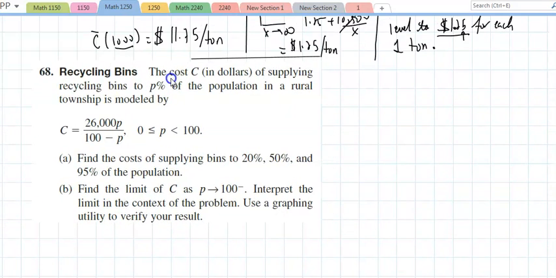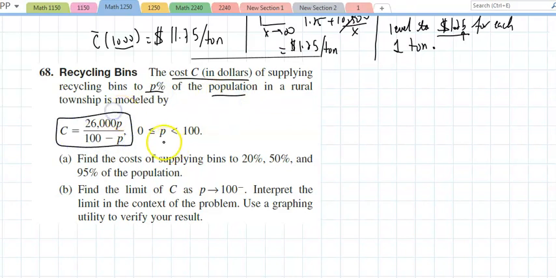This is an example of a vertical asymptote. Here they gave us recycling bins: the cost in dollars of supplying recycling bins to a percent of pollutant in a rural township is modeled by this function, where p is between 0 and 100, because you know, pollutant can't go over 100. Find the cost of supplying bins to 20%, 50%, and 95% of the population.